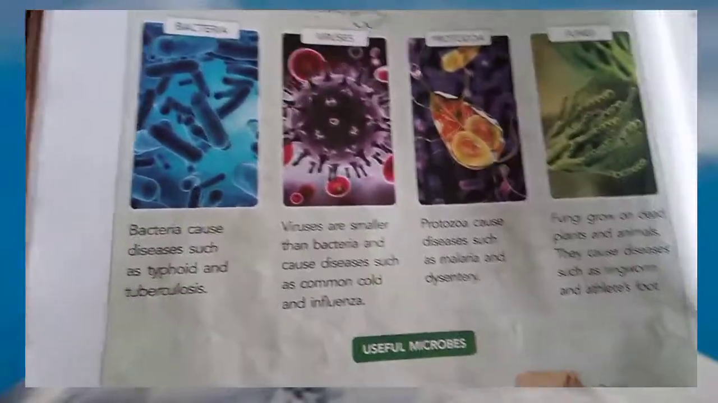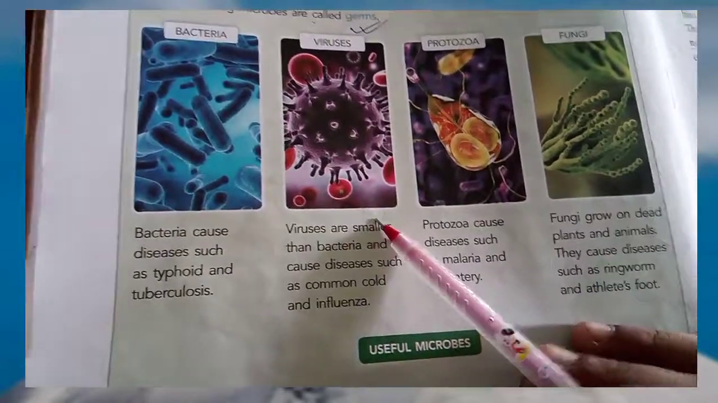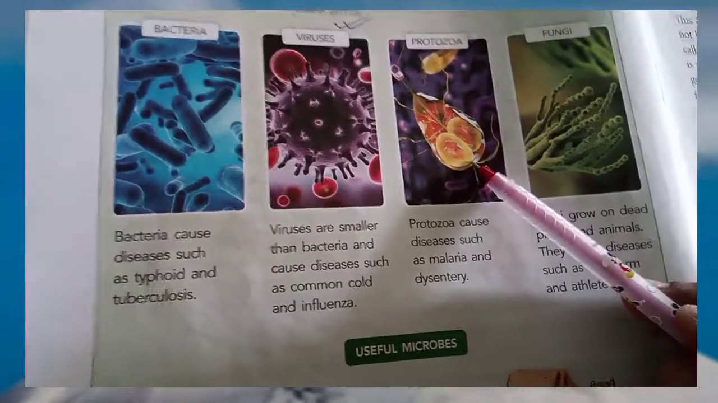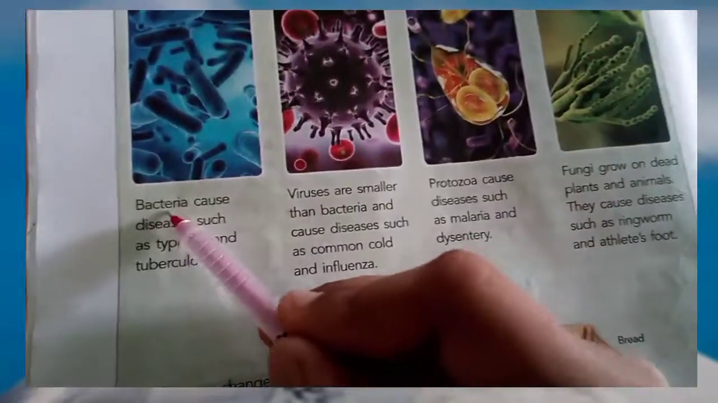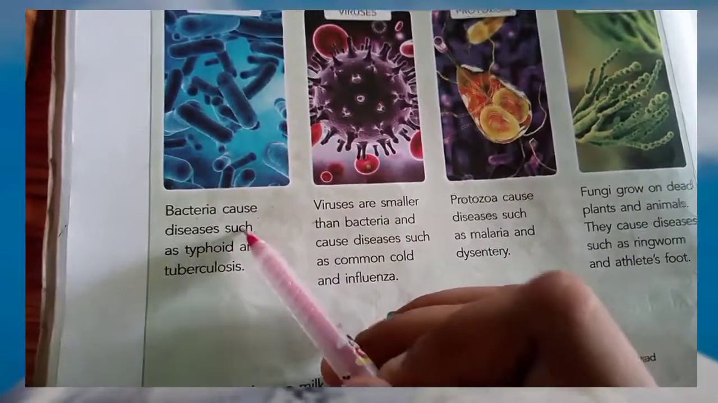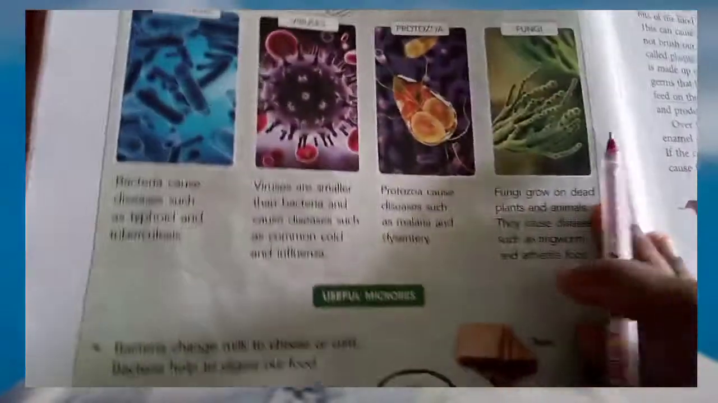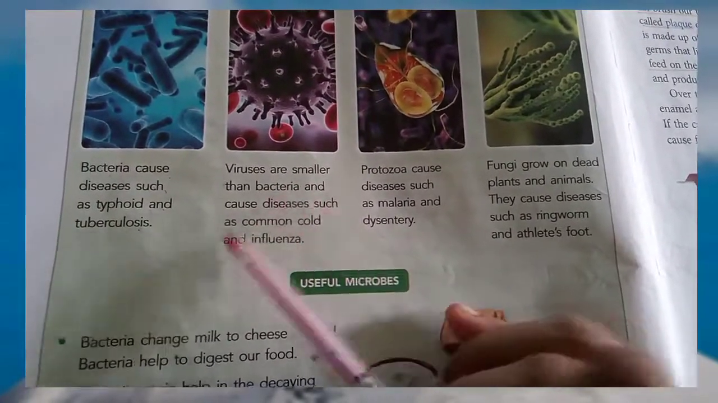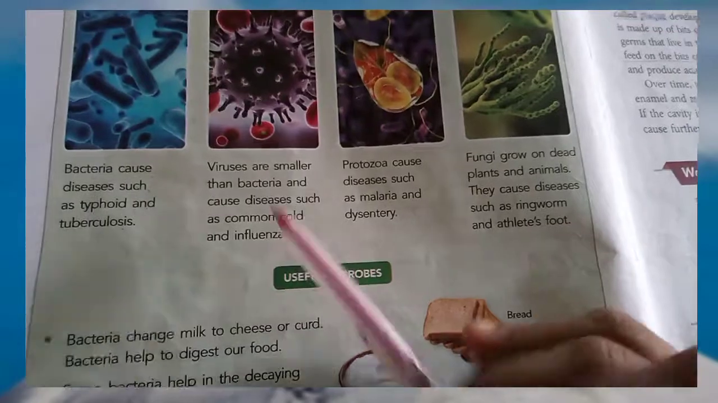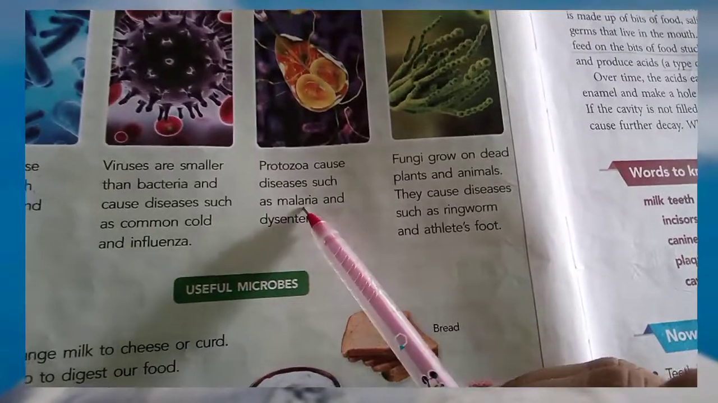So here are 4 pictures of microbes. First is bacteria, next is viruses, next is protozoa, and next is fungi. Bacteria cause diseases such as typhoid and tuberculosis. Viruses are smaller than bacteria and cause diseases such as the common cold and influenza. Protozoa cause diseases such as malaria and dysentery.